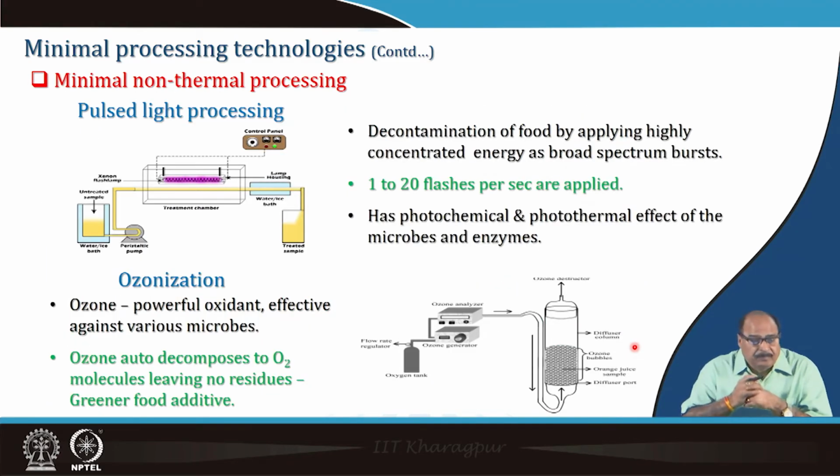Then pulsed light processing, that is decontamination of food by applying highly concentrated energy as broad spectrum bursts. One to 20 flashes per second are applied, and it has a photochemical and photothermal effect on the microbes and enzymes. Ozonization is also coming. Ozone is a powerful oxidant effective against various microbes.